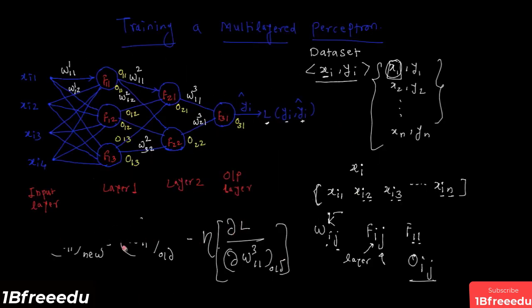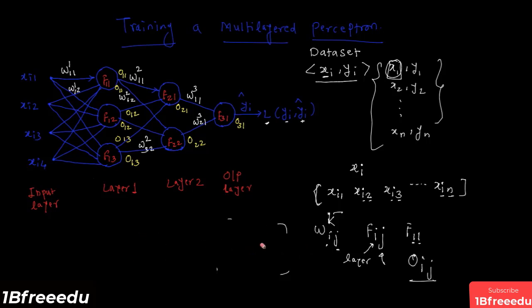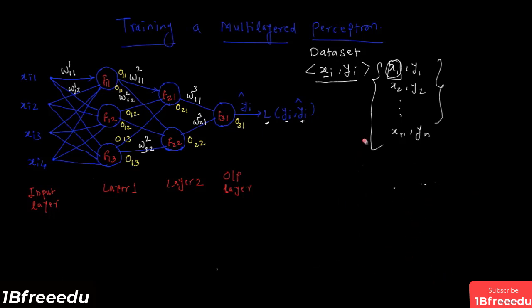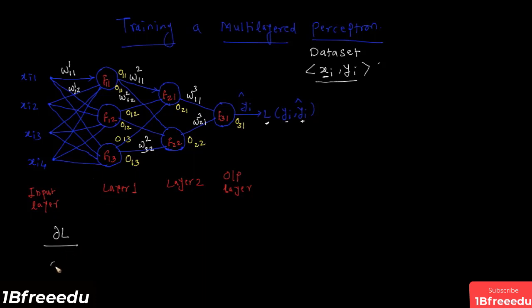So I want to compute these derivatives. Okay, so let us first compute the derivatives in this layer, right? So first let us compute the derivative of loss with respect to W311. So I want to compute this derivative of loss with respect to this weight. That means I want to update this weight. That's why I'm computing this derivative, right?